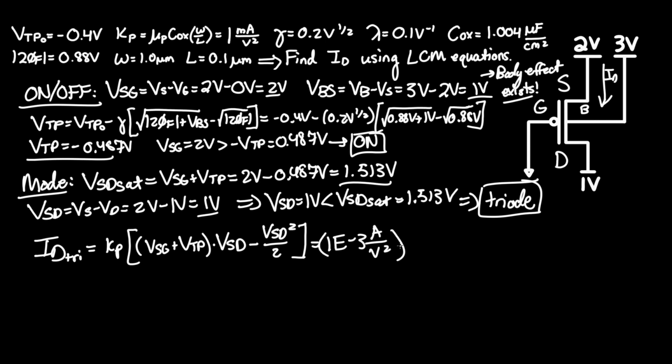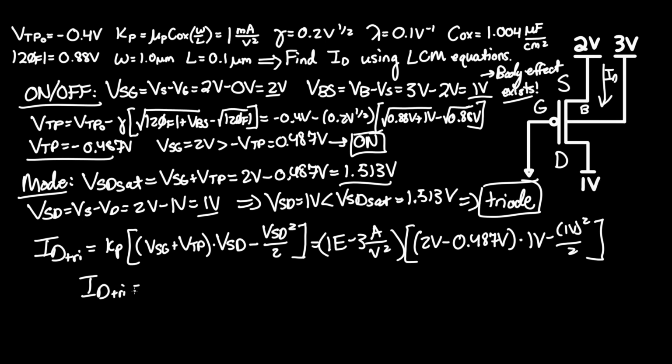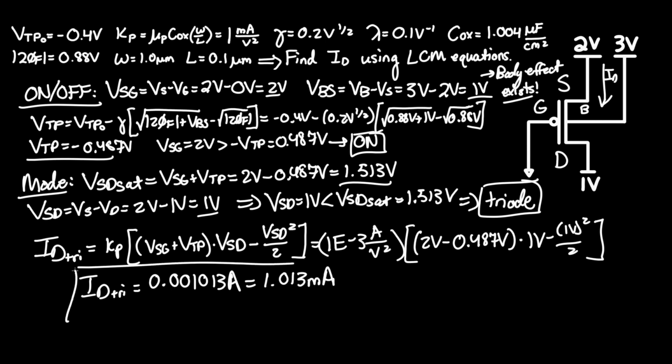Take that and multiply it by the following. VSG is 2 volts minus VTP, which was negative 0.487 volts, times VSD, which was 1 volt, minus VSD again, squared over 2. This will give you your final answer of 0.001013 amps, and converting that to milliamps, that's 1.013 milliamps. Pretty small amount, but reasonable nonetheless.